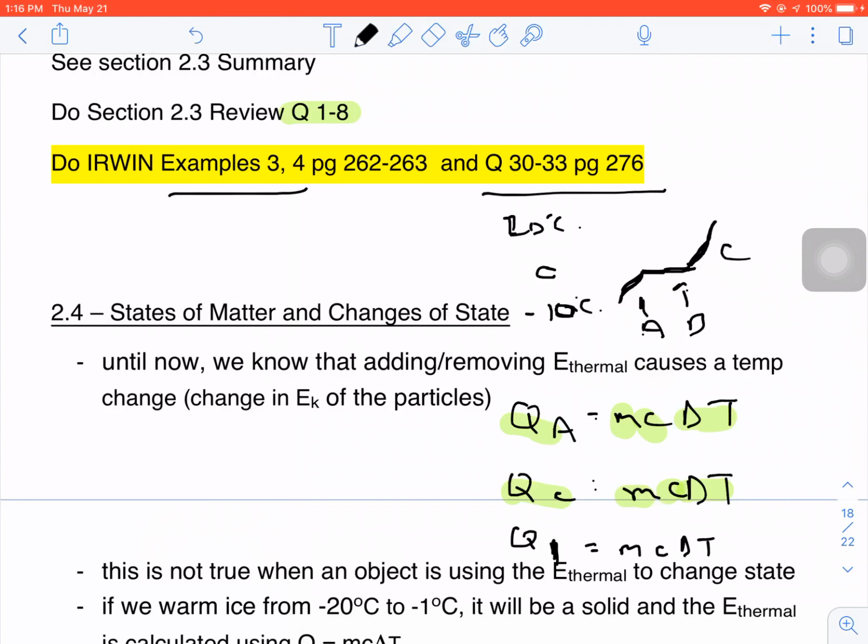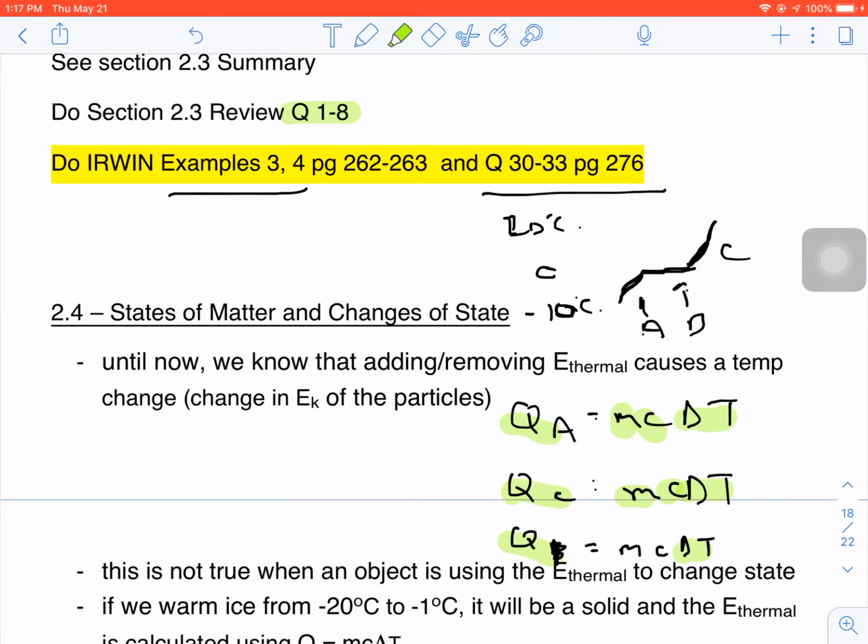okay, I can't do this. Something is wrong with this equation because there is no delta T, which means delta T is 0, right? From A to B, delta T is 0, went from 0 to 0. So the temperature change here must be 0. The energy added must be 0 if this is the equation.